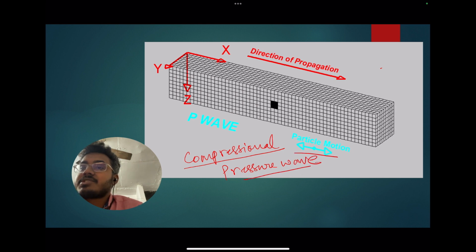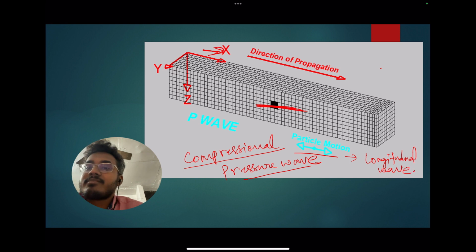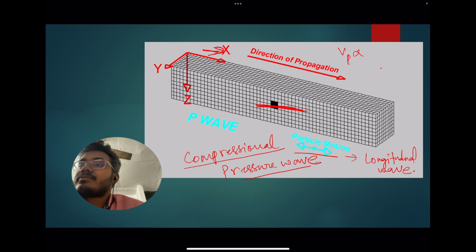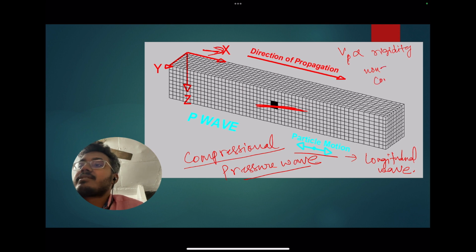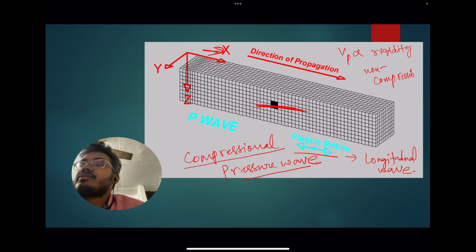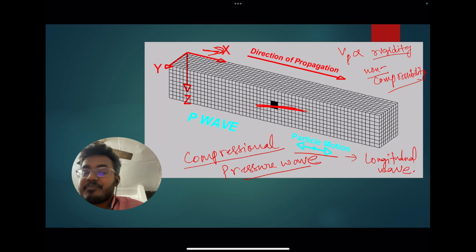And because the particle motion is along the direction of propagation of the wave, that is, if the wave is propagating in the x direction, the particles in the medium are also moving in the same x direction, that's why it is also a longitudinal wave. Its velocity depends on rigidity of the material and non-compressibility. If it is compressed easily, then through that medium, velocity of the P wave will be less.